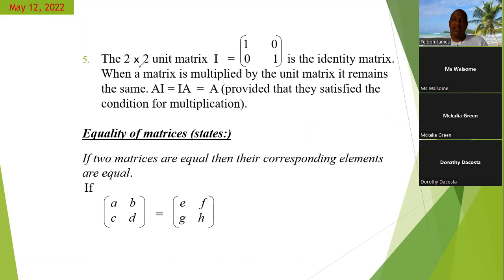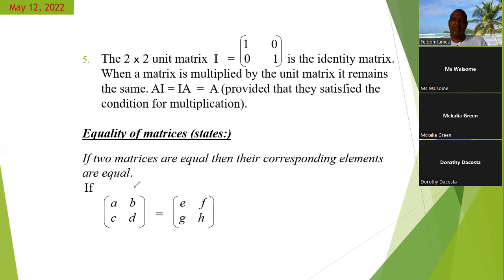All right, so with all of that said, you have to bear in mind all of those things to note when you're dealing with matrices. Now, we are going to be looking at equality of matrices and what that means. So two matrices are equal if their corresponding elements are equal.